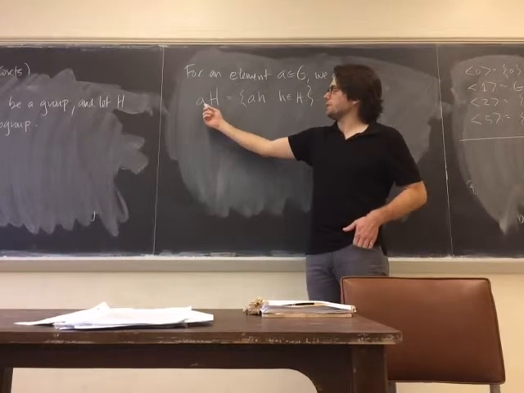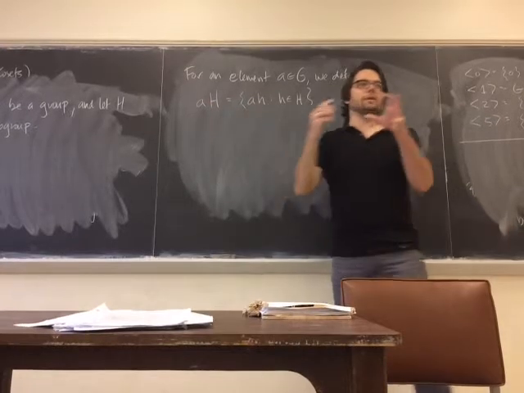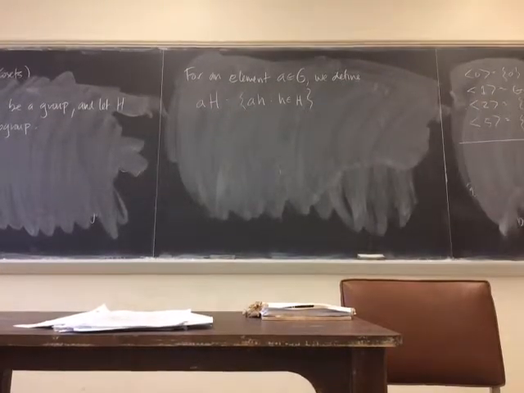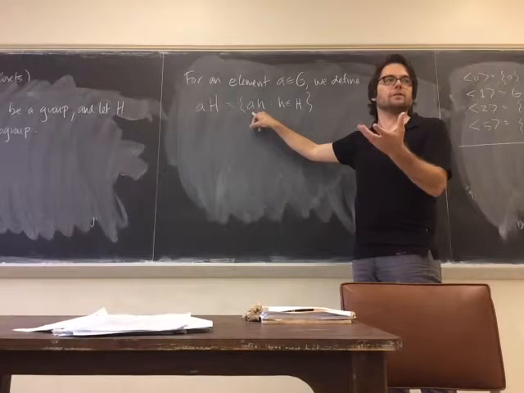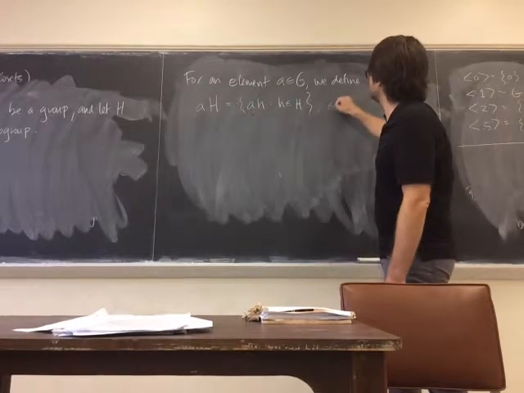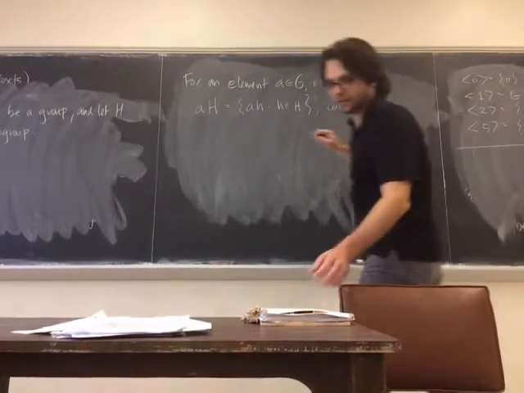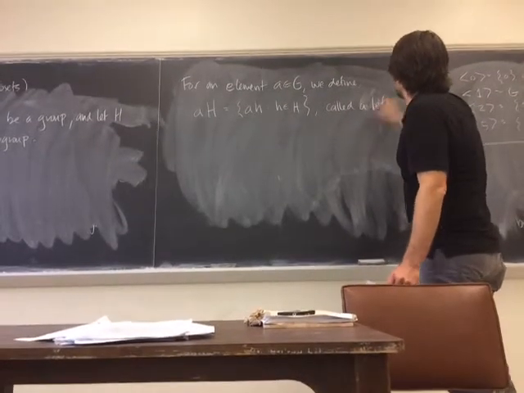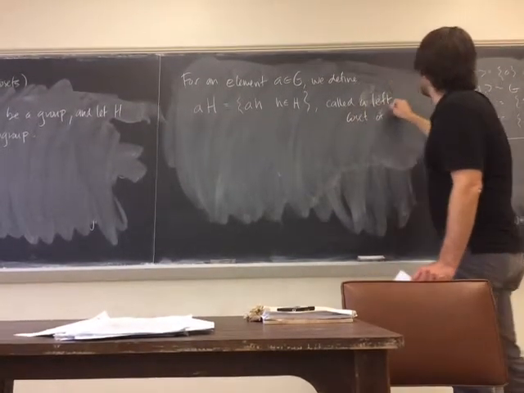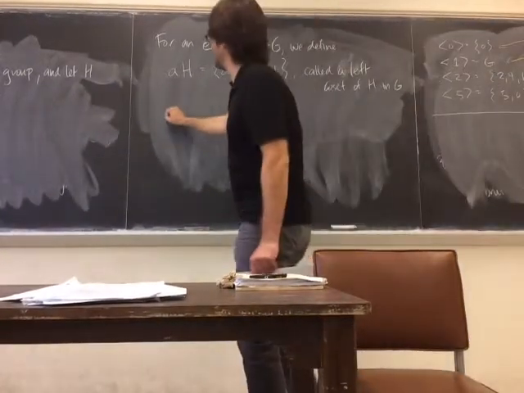So this is notation that says, take that element A and multiply it by everything in H. Remember, H is a subgroup, so it has many things maybe. And what you can do is for every element in the subgroup, hit it on the left by A. That cooks up a whole collection of things. This is called the left coset. It's called A left coset of H in G.